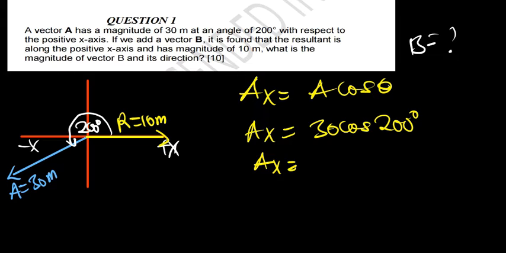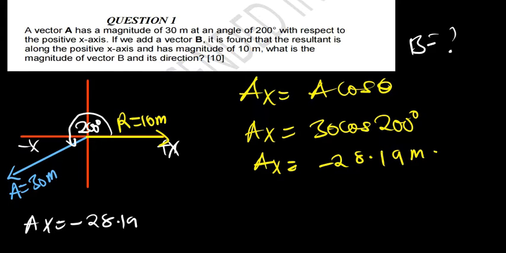I'll say 30 cos 200. Okay, so I'm getting negative 28.19, negative 28.19 meters. Since I don't have enough space here, allow me to put this Ax here, negative 28.19. That is my x component of vector A.